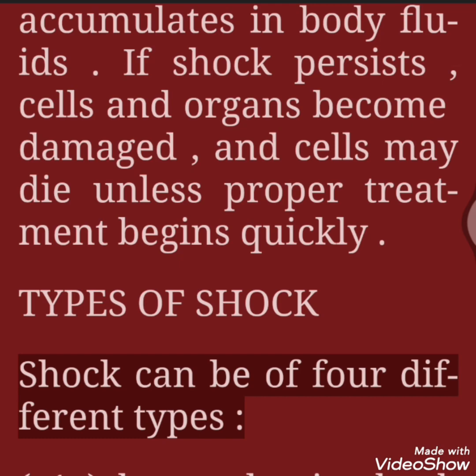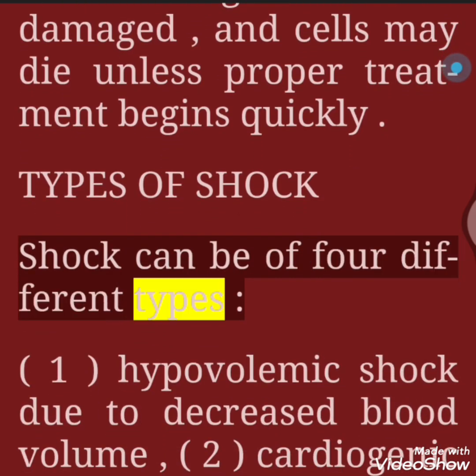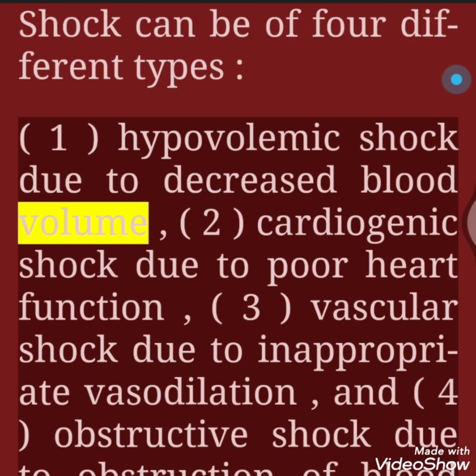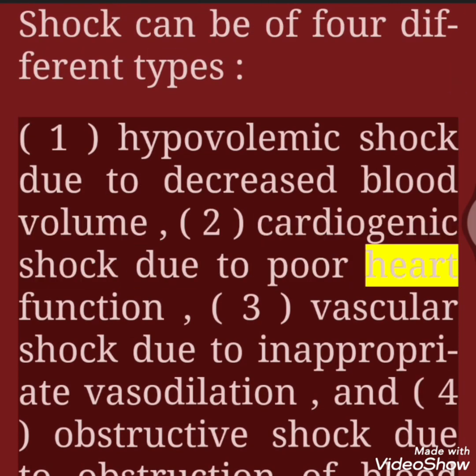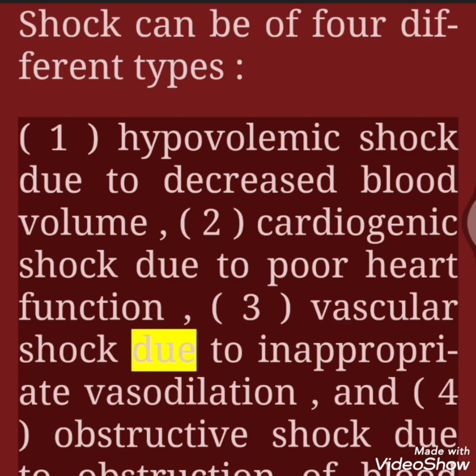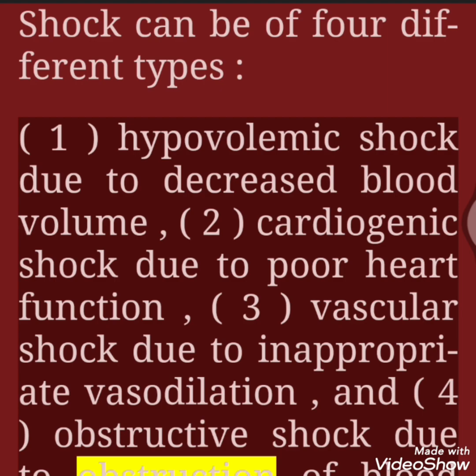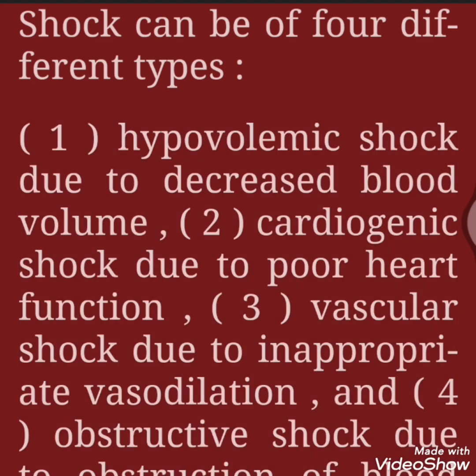Types of shock. Shock can be of 4 different types. 1. Hypovolemic shock, due to decreased blood volume. 2. Cardiogenic shock, due to poor heart function. 3. Vascular shock, due to inappropriate vasodilation. And 4. Obstructive shock, due to obstruction of blood flow.